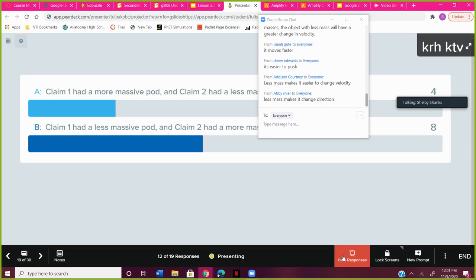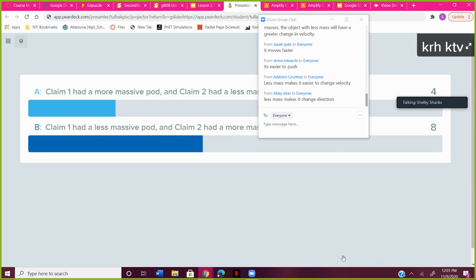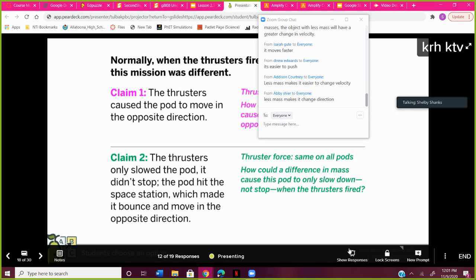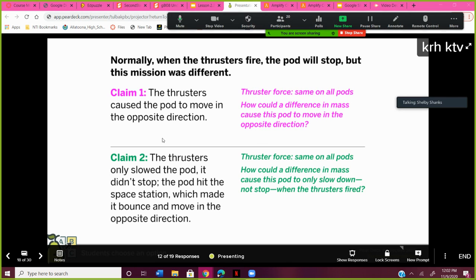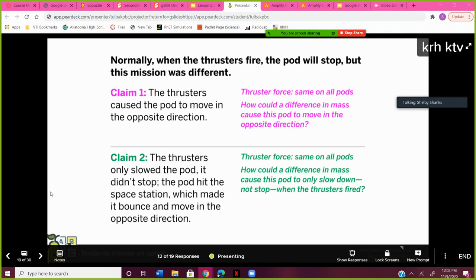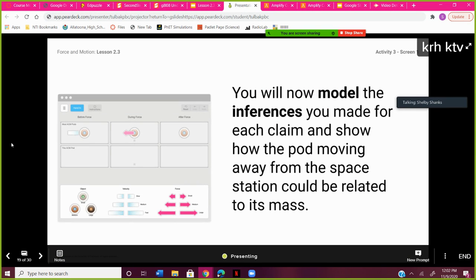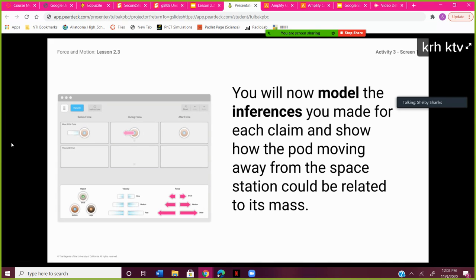All right, nobody has changed their answer since I've talked about that, so we are going to leave it at that. This model is going to help us maybe answer this question and figure this out. You will now model the inferences you made for each claim. You're going to show how the pod moving away from the space station could be related to its mass.